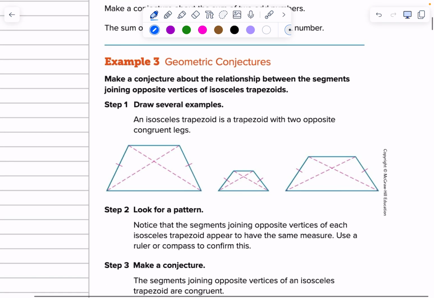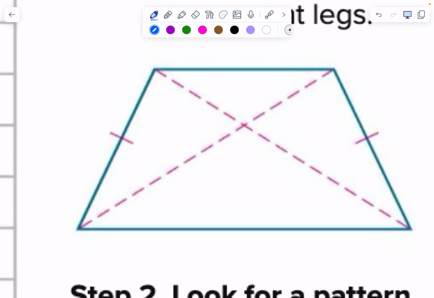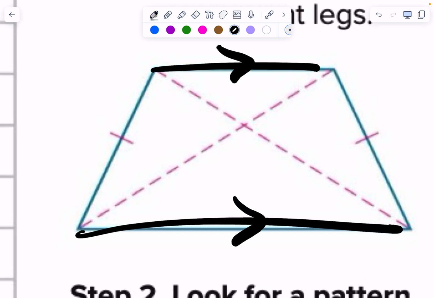Next, example 3. These are geometric conjectures, so maybe we're drawing a picture that follows the pattern. Make a conjecture about the relationship between the segments joining opposite vertices of an isosceles trapezoid. Back up. What's an isosceles trapezoid? Trapezoid means two sides are parallel, so these top and bottom are parallel. And isosceles means those two sides are the same.